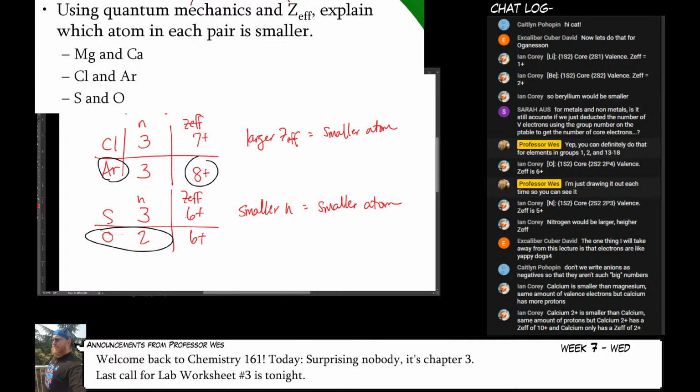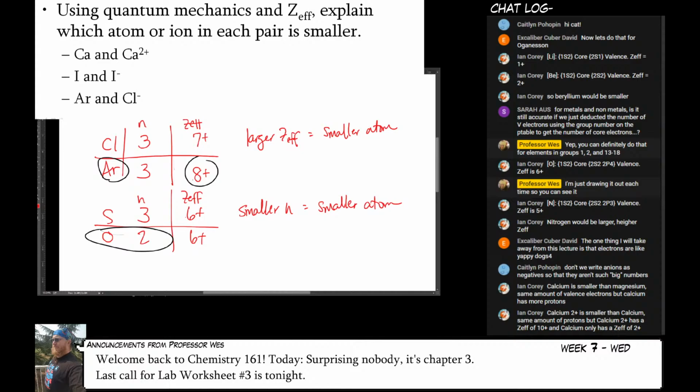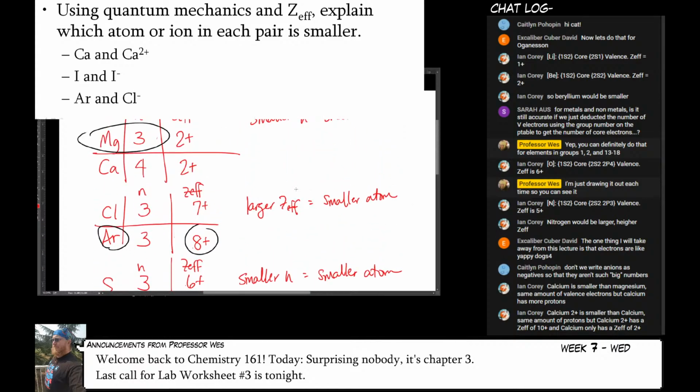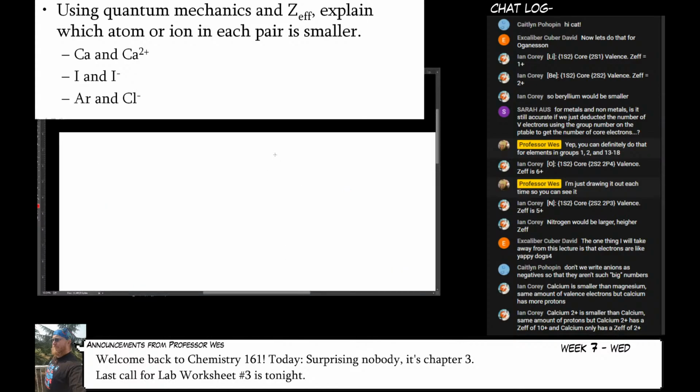All right, so there's the first 3. Even though we haven't really talked about N very much here, we did mention it at the beginning. Don't forget that N exists, because N affects size just as much as Z effective does in terms of its importance. If you have the same Z effective, you have the same strength pulling from the nucleus, and therefore that won't be a factor. So if you have 2 atoms or ions with the same Z effective, you can't use Z effective as your deciding factor. They are the same attraction.